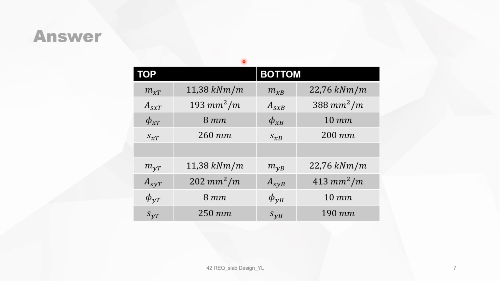So now we make a summary of the total needed reinforcement. At the top, we had a plastic bending moment of 11.38, needed reinforcement 193, and it's a diameter 8 every 260 millimeters. So this is your answer to this question.